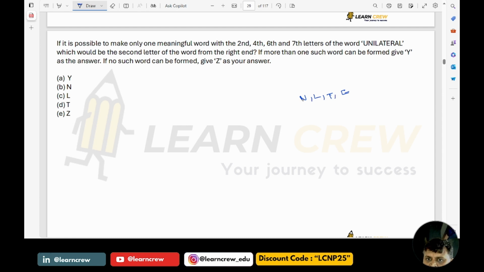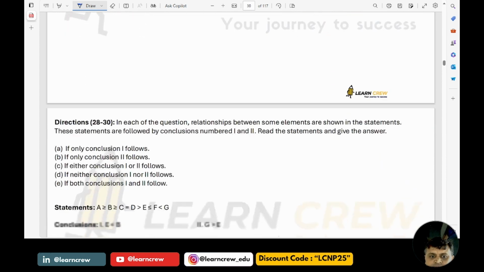Okay, so you have N, L, T, E. So I can form L, E, N, T, lent. This is the only meaningful word which I can form. So now the question is, which would be the second letter of the word from the right hand? From the right hand, the second letter is N. So the answer is N. That is B. B is the answer. Now next.